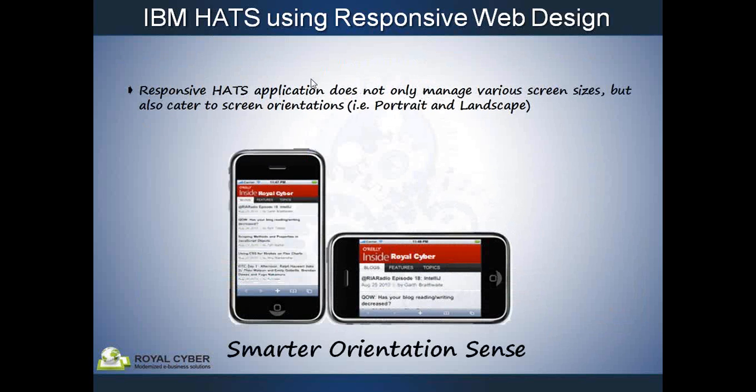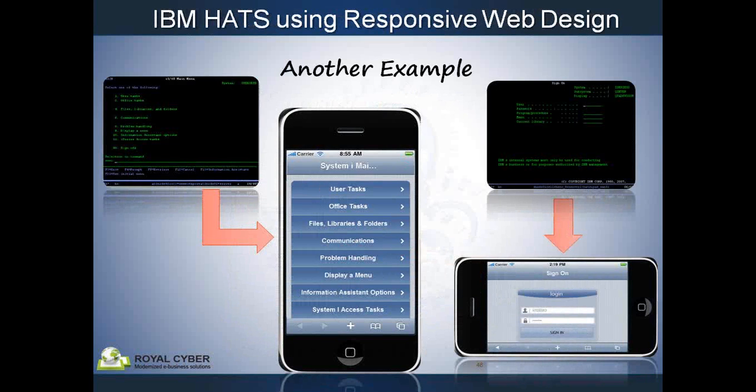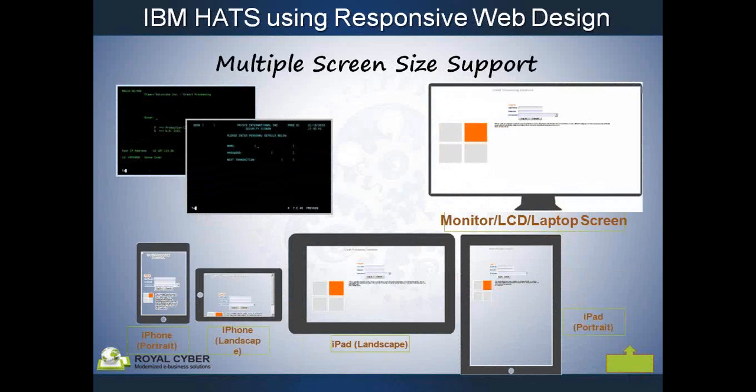Mainly the responsive web design caters to the variation in landscape and portrait mode across devices. So it displays the content accordingly. This one is another example, where you change the orientation and the way output will appear on the same device, but with different orientation. So here you can see a sample HATS application. You can see the green screen and corresponding HATS web screens on multiple devices. Just observe how the output is being changed on different devices.